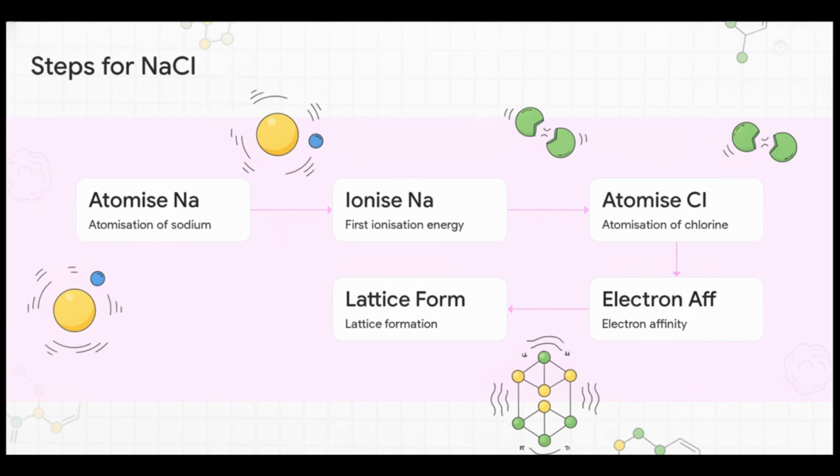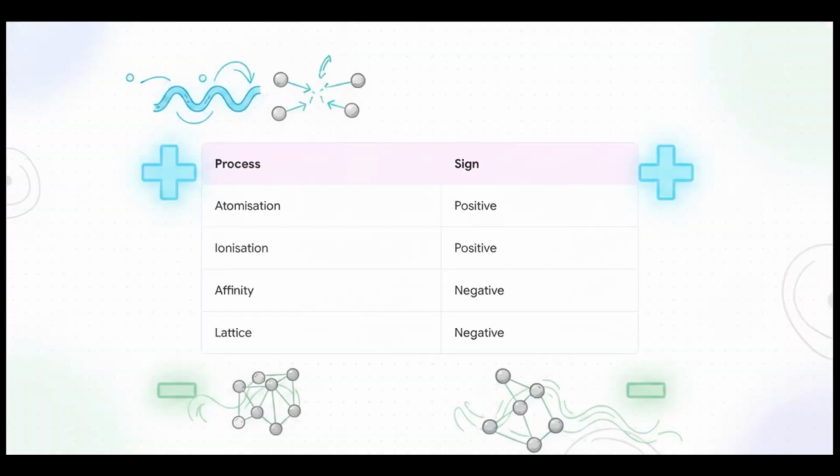If we have the energy values for steps 1 through 4, and we know the overall formation energy, we can easily find step 5. Now, pay close attention, because this is where the most common trip-ups happen, the mathematical signs. You absolutely must distinguish between endothermic and exothermic processes.